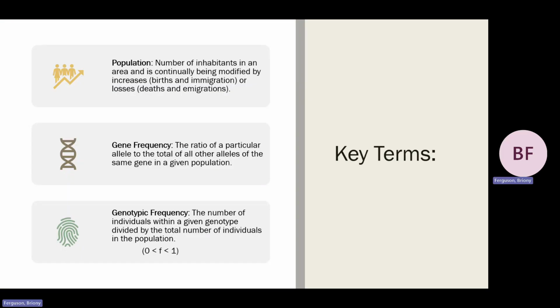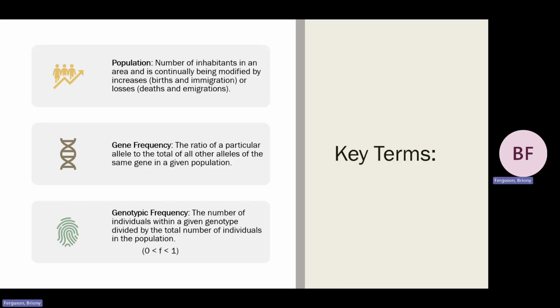But starting off with some key terms, a population is the number of inhabitants in an area, and it is continuously being modified by increases. So these are going to be births or people migrating in, or losses. These are going to be deaths or people migrating out.